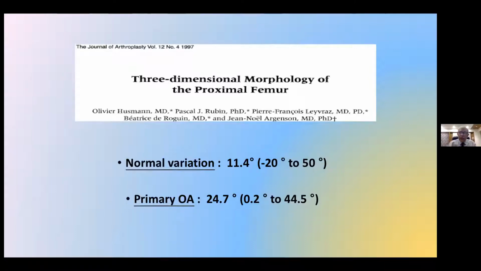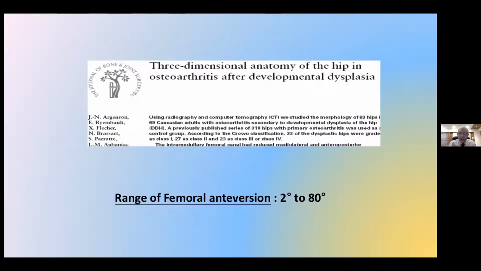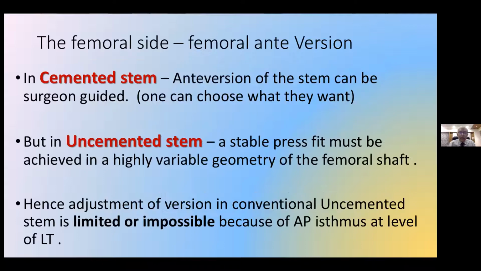And in cases of osteoarthritis, actually these are the conditions where we do the THR, the variation is even bigger, and the average anteversion can be more with a wide range of variation. And lots of papers have also suggested that in developmental dysplasia and secondary OA, the femoral anteversion range can be from 2 to 80 degrees.